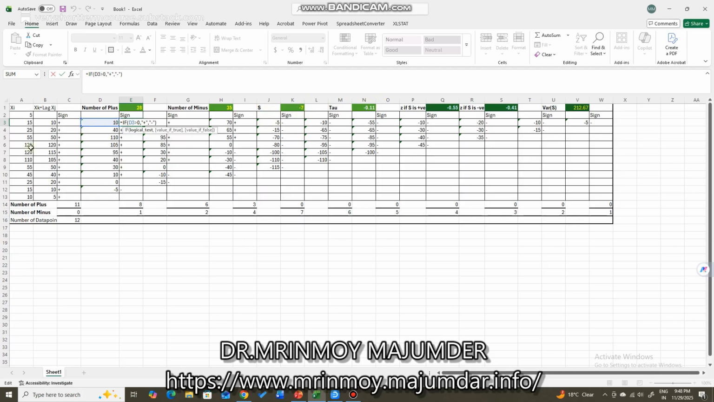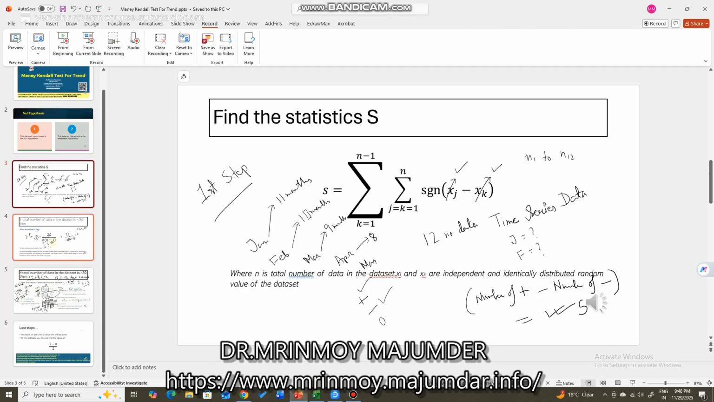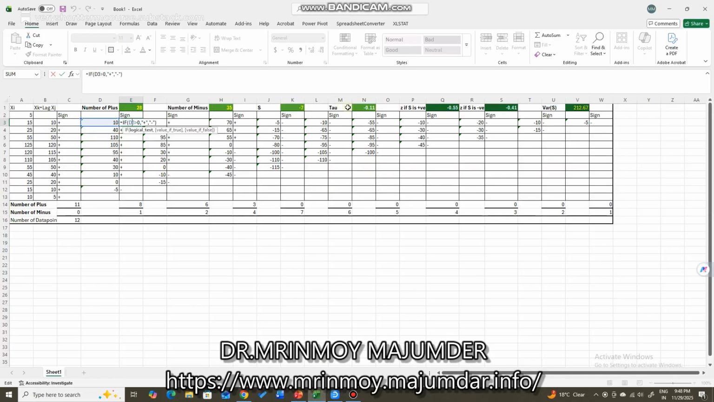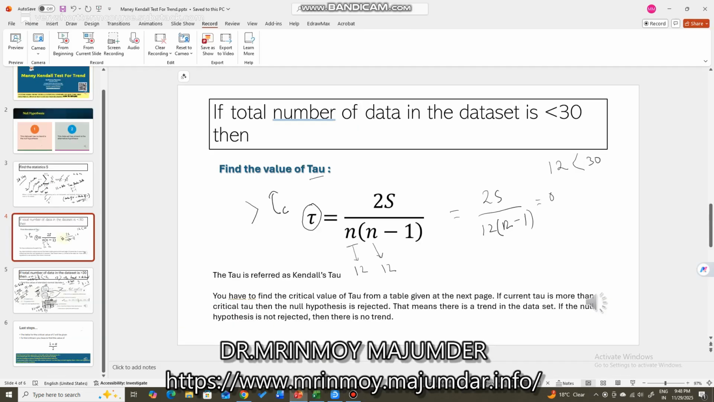As I have only 12 data points, as I have already discussed, if the number of data in your data set is less than 30, as is our case, you will calculate tau. So I have calculated tau. What is the formula of tau? This is the formula of tau: 2S divided by n into n minus 1. N is the total number of data points, so I have given 12, right?